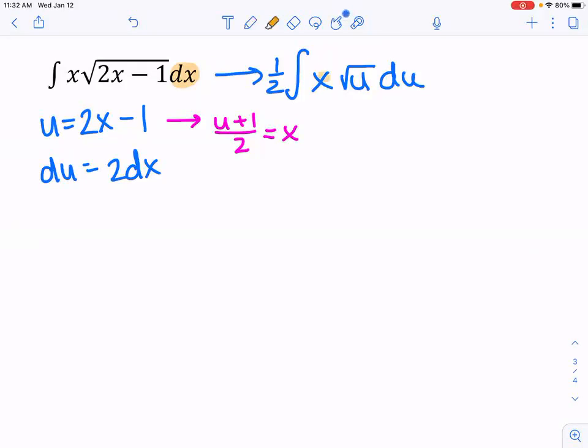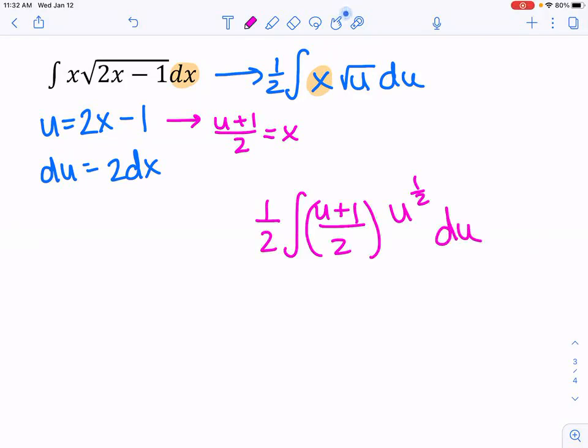So now what we can do with this pesky x is we can write it as u plus 1 over 2, and that's going to be multiplied to the square root of u. Tell me how it's cheating. We're doing everything legal mathematically, right? Yeah, we can. Yeah. 1 step forward, 2 steps back.